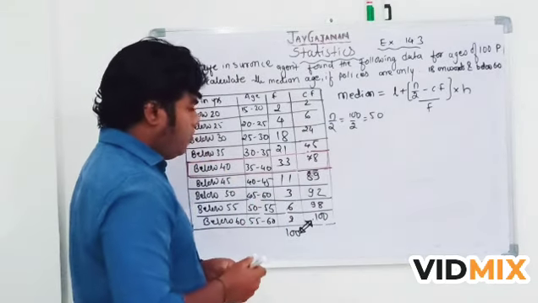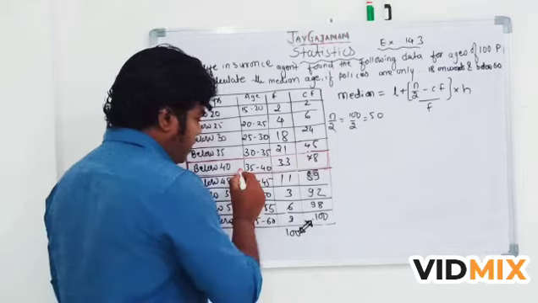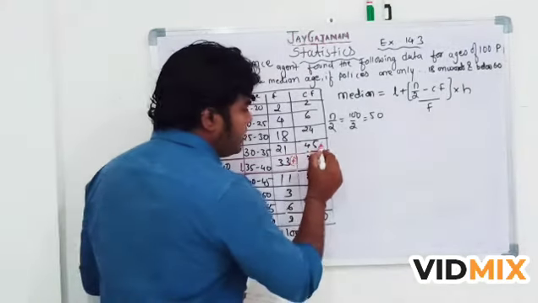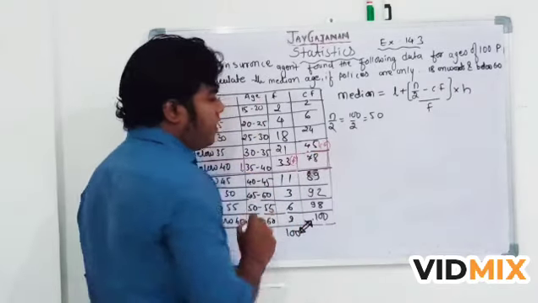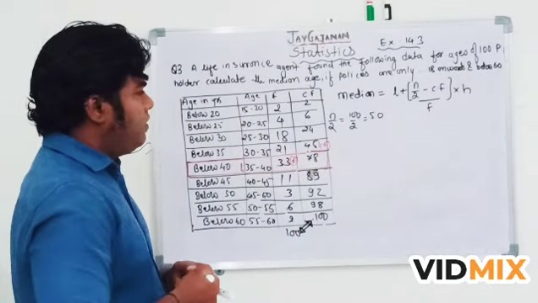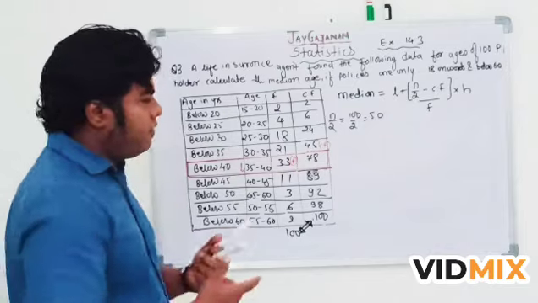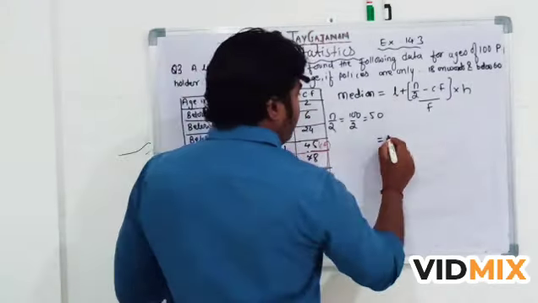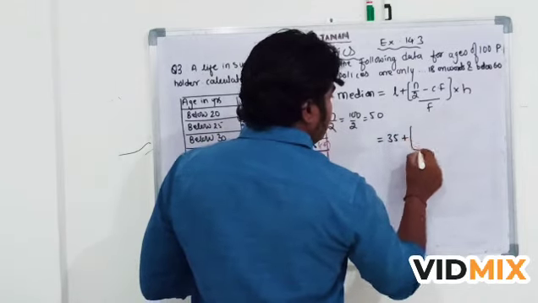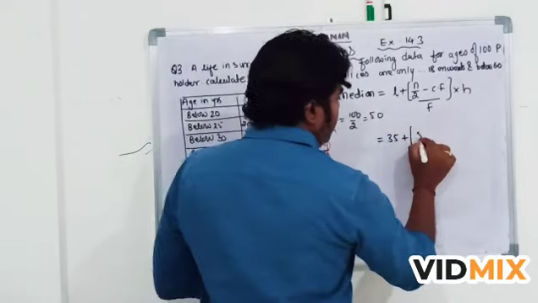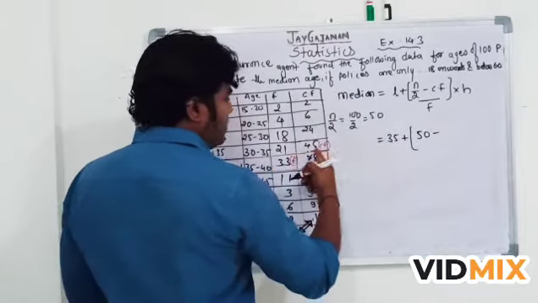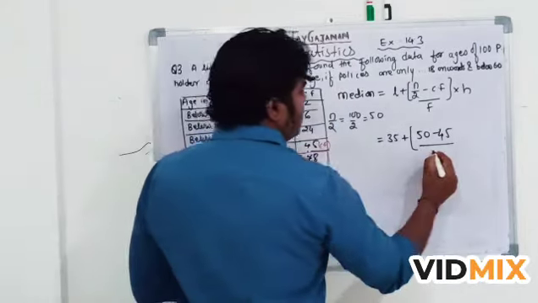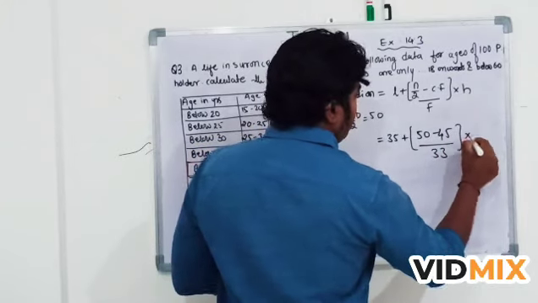And what is the lower limit for this? This will be the value of lower limit. This will be called the frequency, and this will be called the cumulative frequency. Correct? So now we got the values. We'll put the values into the formula, and then we will try to find out the answer. So L, that is 35, plus n by 2, that is 50, minus cumulative frequency, that is 45, upon frequency, that is 33, and then multiplied by H.